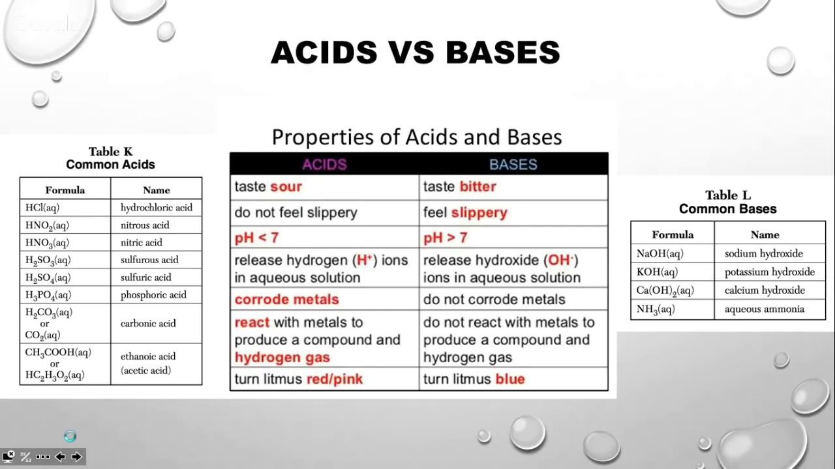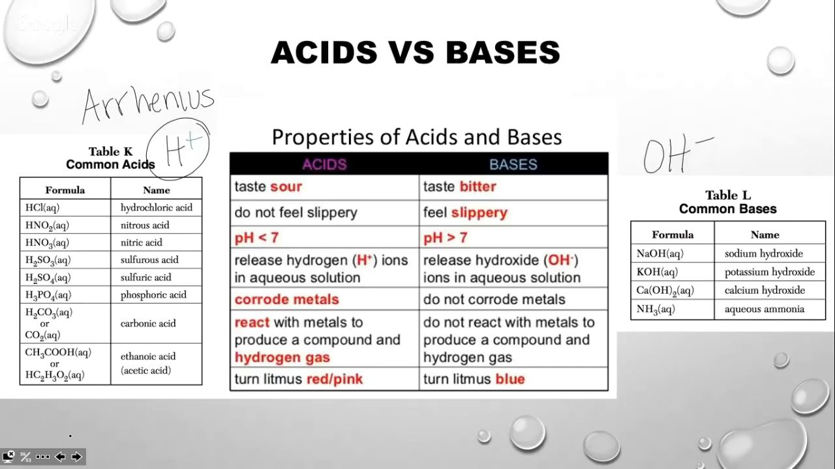For acids and bases, remember that we have table K and table L. Table K is some common acids. Table L is common bases. If we're talking about the Arrhenius theory, acids have H plus as the only positive ion in solution, which is hydrogen ion, and bases have OH minus, or hydroxide, as the only negative ion in solution.